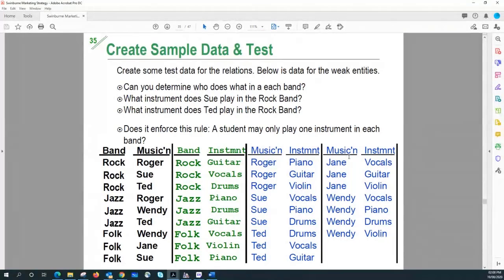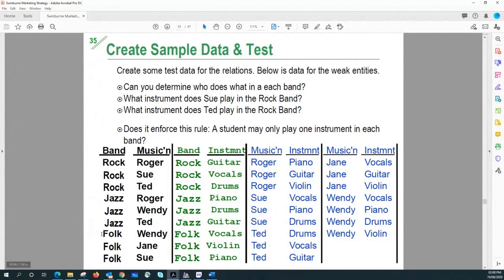Now let's go through this. Can we determine from these three weak entities who does what in each band and with what instrument? For example, what instrument does Sue play in the rock band and what instrument does Ted play in the rock band? Can we determine this information here? Okay, so let's forget about the last one. Let's think about the first two. Which instrument does Sue play in the rock band?